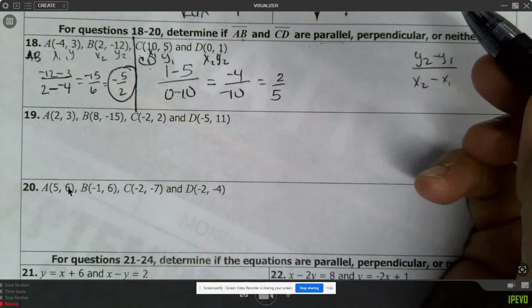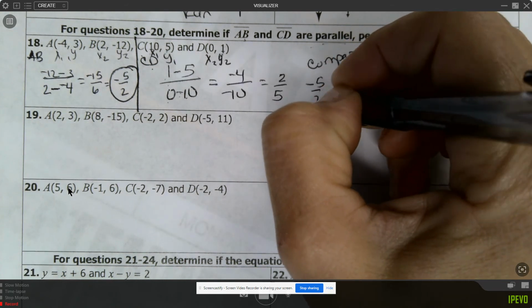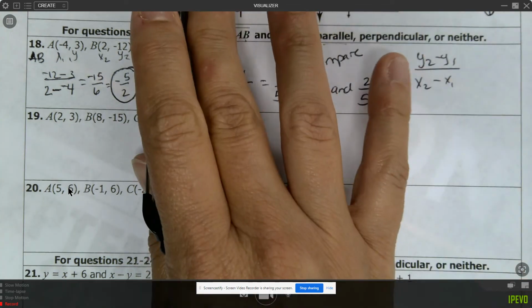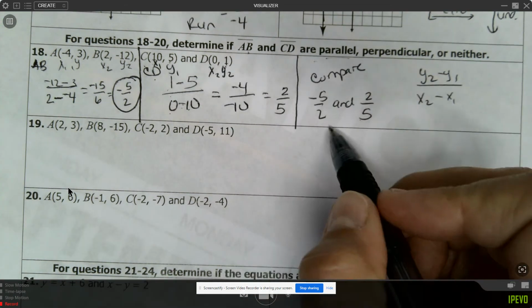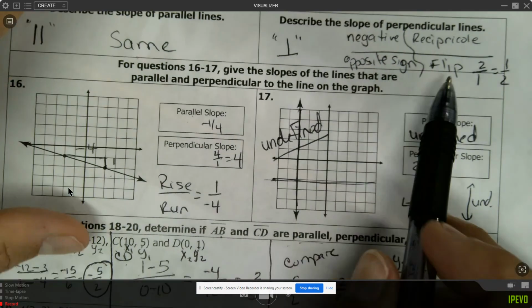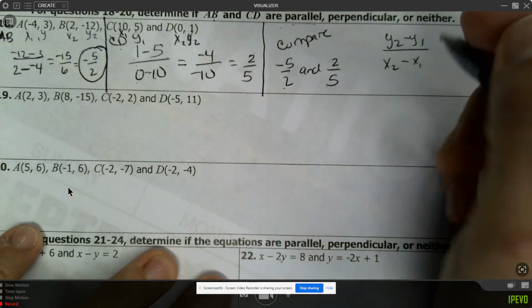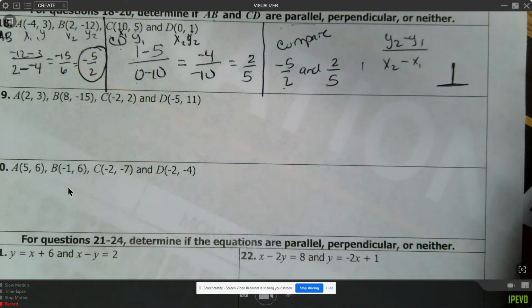So now you can compare them. When you compare the two, I have a negative 5 over 2, and I have a positive 2 over 5. Do I have the same slope? Well, no, because this is a negative 5/2 and this is a 2/5. So I don't have the same. Do I have a negative reciprocal? So do I have opposite sign? And then do I flip the fraction? So let's look. The signs are opposite, yeah. The fractions flipped, yes. So you're going to tell me that these are perpendicular. That's the shorthand for it, or you're welcome to write perpendicular.